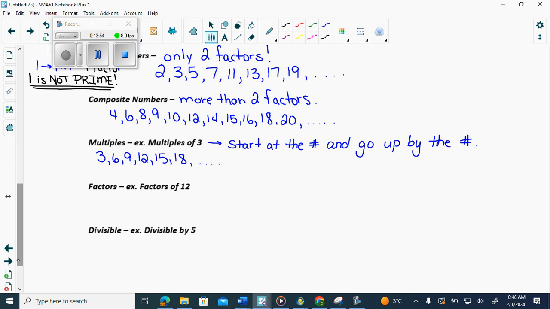Factors of 12. So what's factors again? Two numbers that can multiply to give you the number, right? Correct? So factors are two numbers that multiply to give you a number.